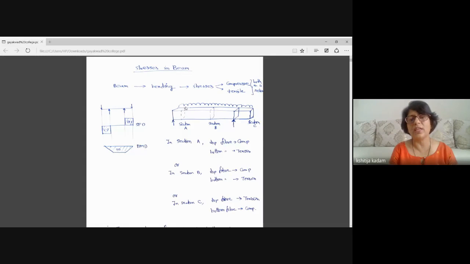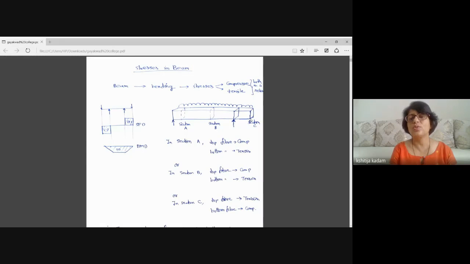So the top fiber in section A will go in compression, whereas at bottom edge, bottom fiber, that fiber will be in tension. Here I have written, in section A, top fiber will be in compression and bottom fiber will be in tension. Take another section B. Here also it will deflect like sagging. So top fiber will be in compression and bottom fiber will be in tension. Let us take another section C, which is the rightmost end of this.